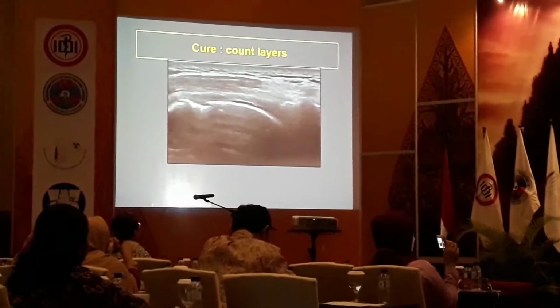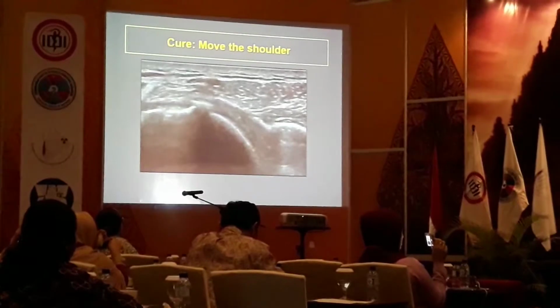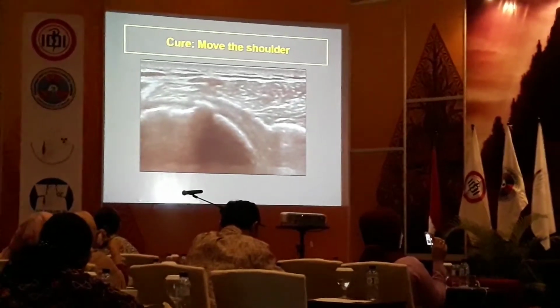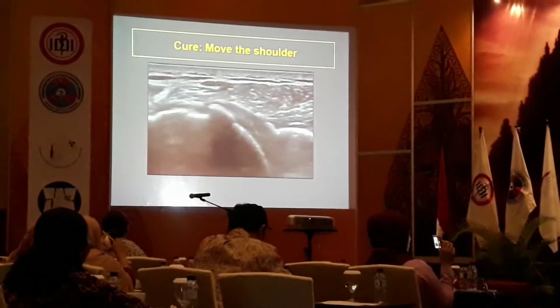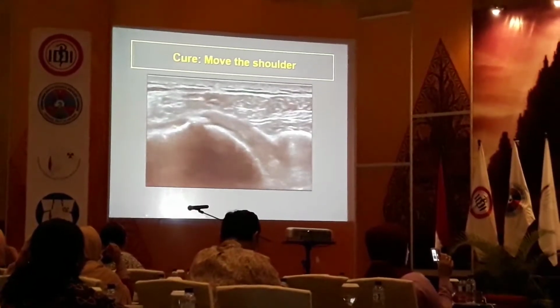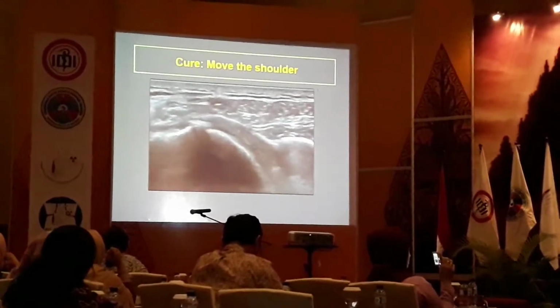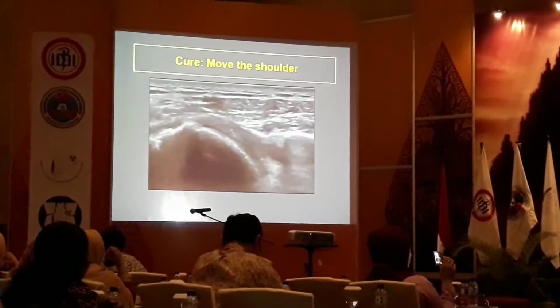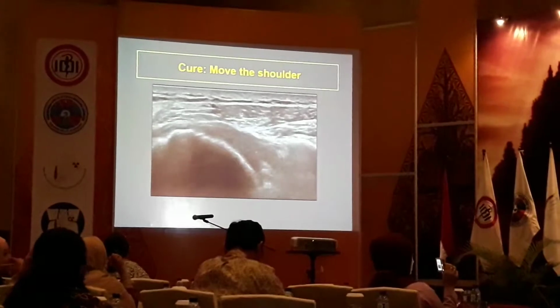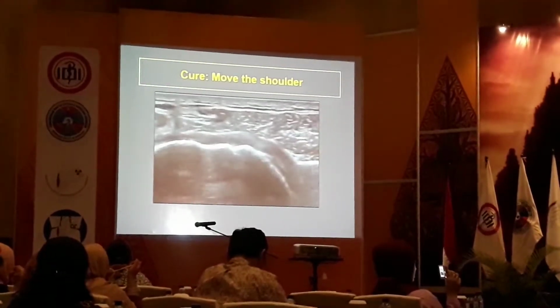Sound rays, and as a result you get that sort of appearance. The other thing you can do is just move the shoulder around, and by moving the shoulder around you can more clearly appreciate that there isn't a supraspinatus tendon there. So do watch out for that. It's a very common mistake when people start doing shoulder ultrasound to misdiagnose supraspinatus tendon tears.